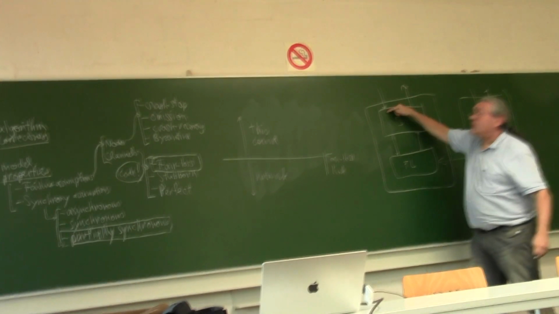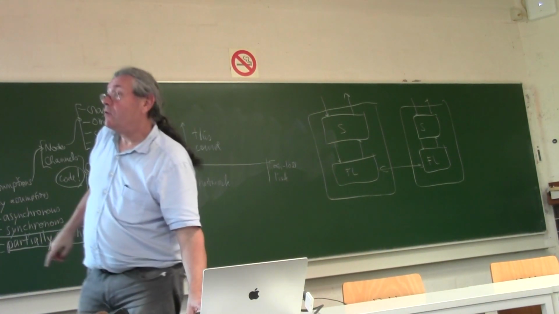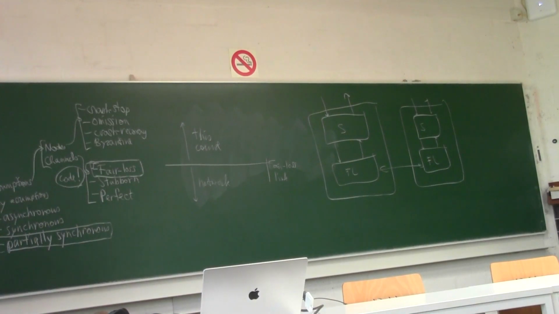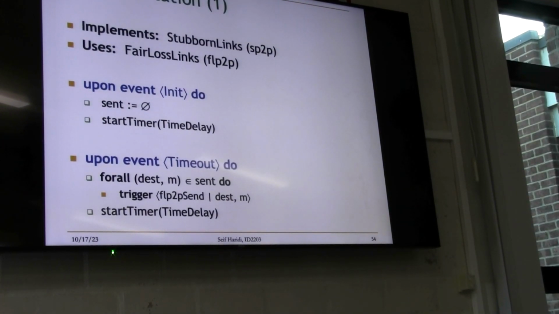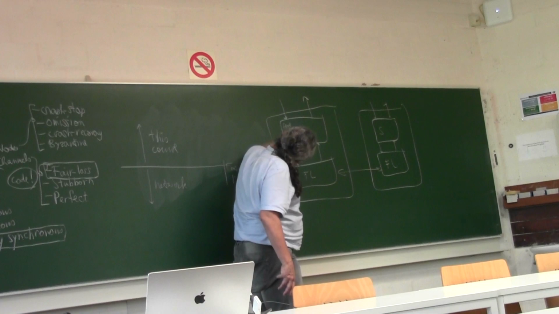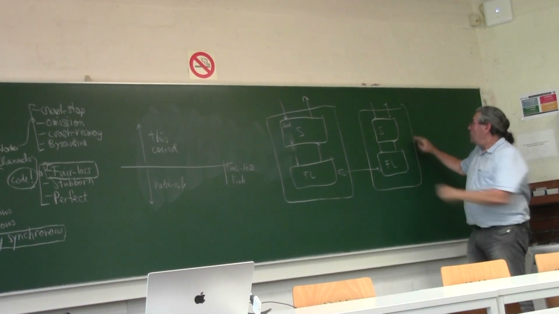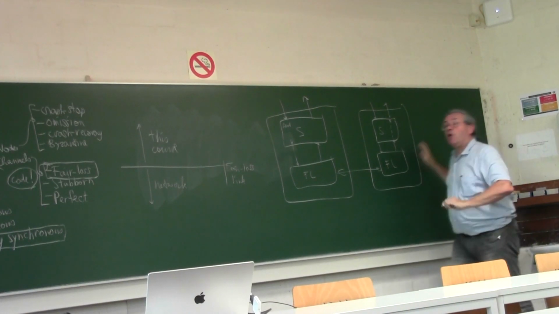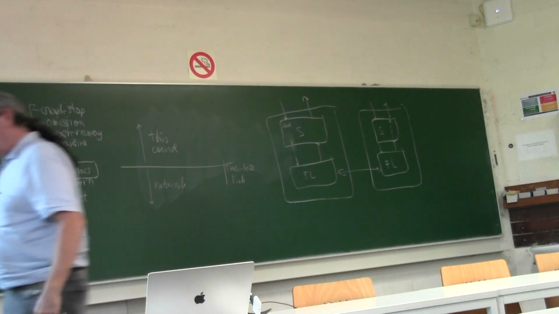If I stubborn send here, it's adding to the send set. But if you look at the previous slide, periodically, I'm taking all the messages in sent and doing a fair loss send. So you see what's happening now? When I do this, I add it to the sent variable, and then I have this periodic loop that sends them all. Some of them will arrive here, and when they arrive, they're just propagated back up. That's it. So this is a typical example of the code we will write.